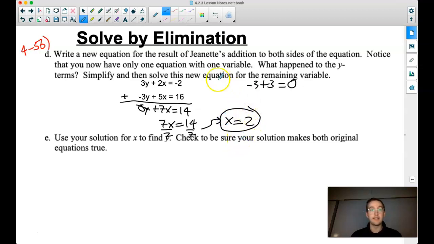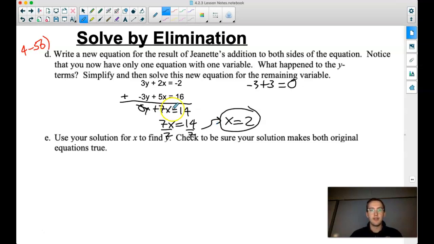So if you ask me, that's a heck of a lot faster than what we did on the last page, where we had to solve for y first and then plug that value for y into the second equation, then solve all that through for x. This method of elimination seems a heck of a lot faster than that. So let's now find our solution for y.